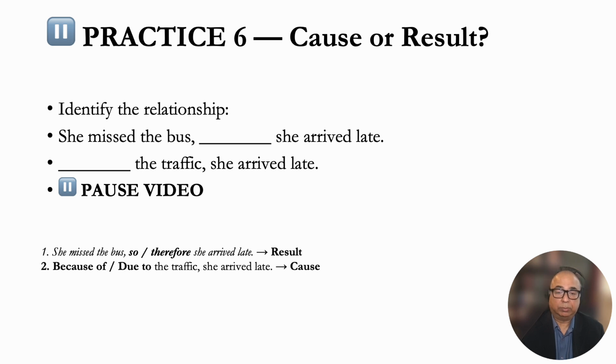You wanted to come to my class. You wanted to take the bus, but you missed it. Then you took the next bus. So by the time you got to class, it was very late. She missed the bus, so she arrived late. Or she missed the bus, therefore she arrived late. The result. Because of the traffic, she arrived late. So that is a cause, because of the traffic.